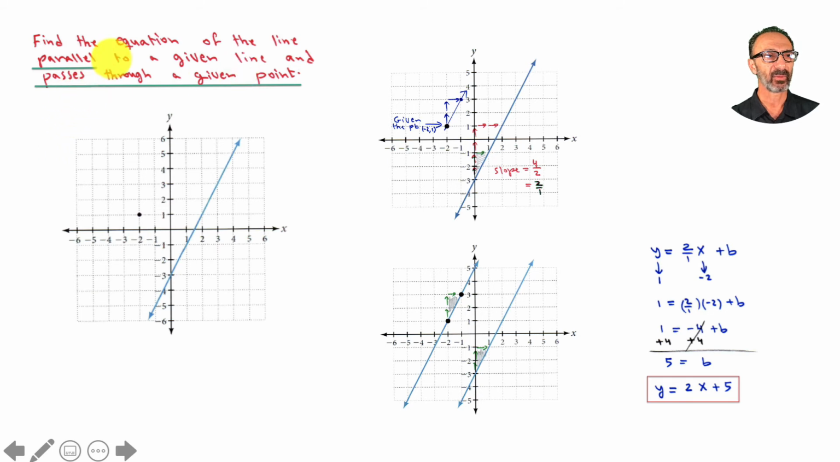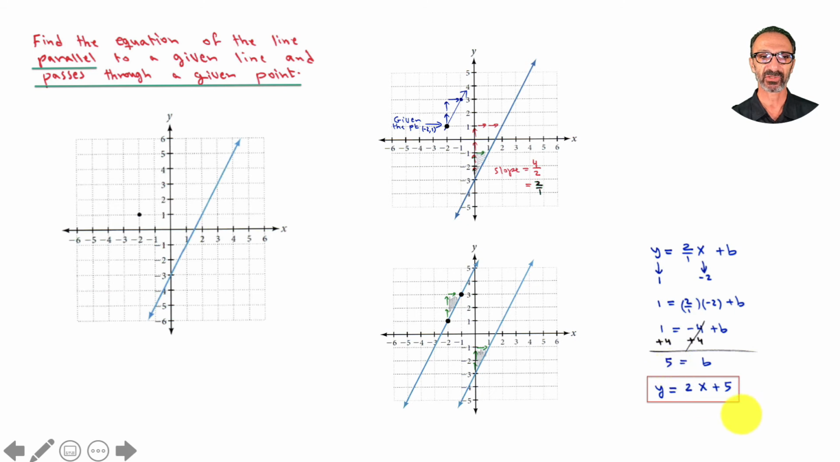Since they say find the equation, they want the equation. So here's the equation: y equals 2/1 x plus b. -2 for x, 1 for y, because that's the point given to me, which is right here, -2, 1. You put 1 for y, -2 for x, -2 times 2/1, which is -4. Add 4 to both sides to solve for b. This cancels, and this is 1 plus 4, which is 5.